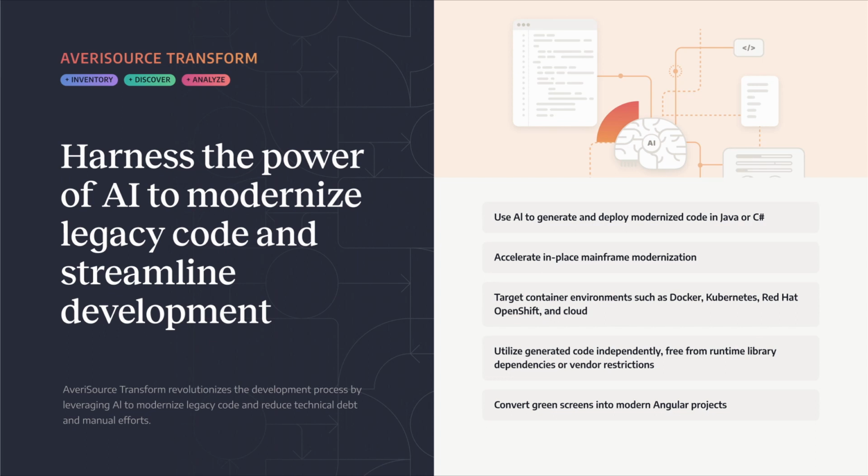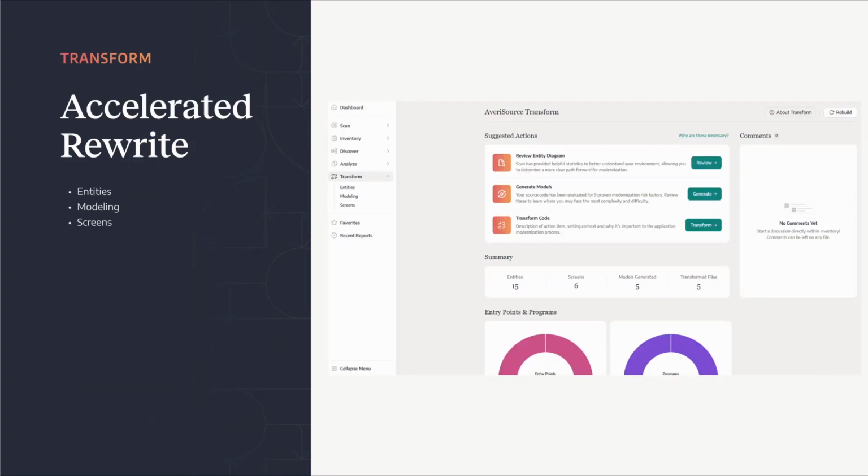AveriSource Transform enables modernization in place on mainframe or mid-range systems and targeting new architectures such as containers and the cloud. The Transform summary page shows suggested action items and the options for application reengineering. The entities view helps enterprise data and modernization architects review the portfolio entity relationship diagram.